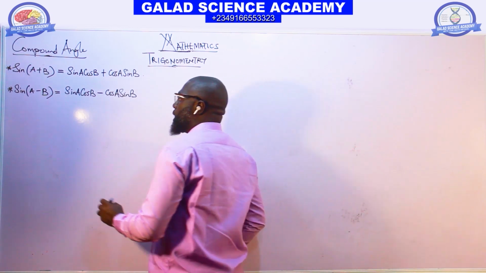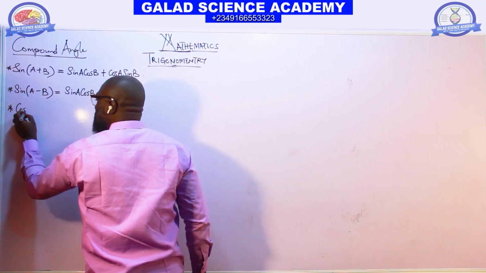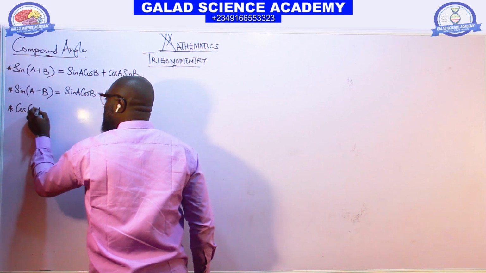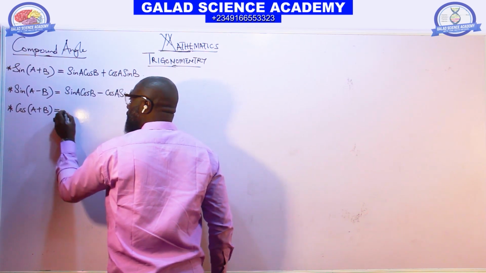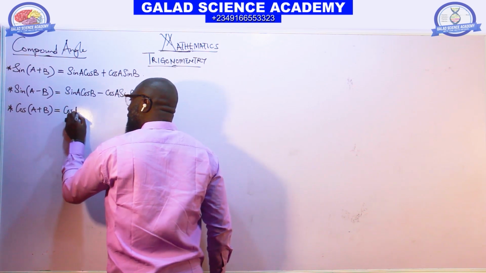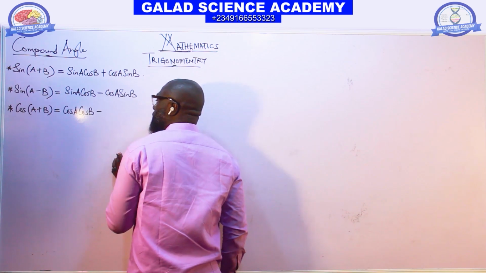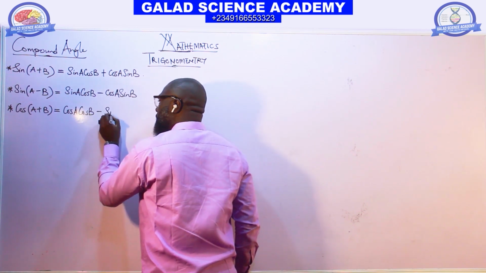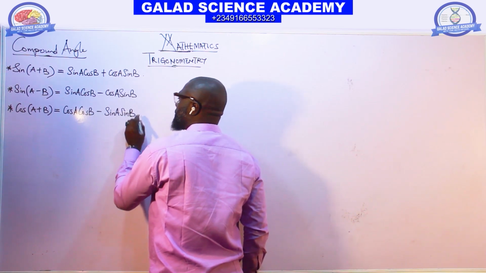But if it's the compound angle for cos A plus B, it will be cos A cos B minus sine A sine B.